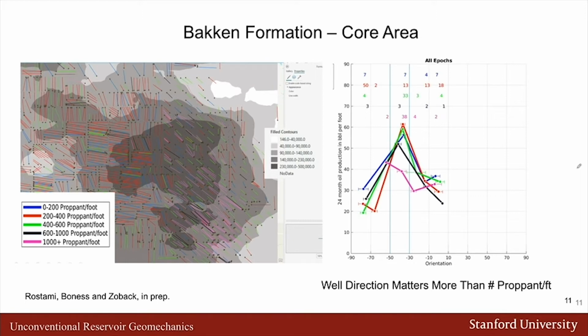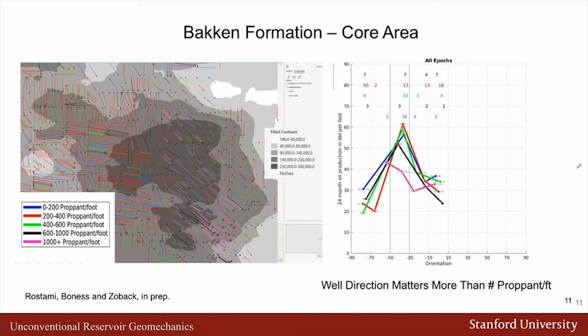Irfan Rostami is an undergraduate student at Stanford working with Naomi Bonas and me, and we decided to take a look at the importance of well azimuth in the core area of the Bakken Formation in the Williston Basin. And this is an image from that work.